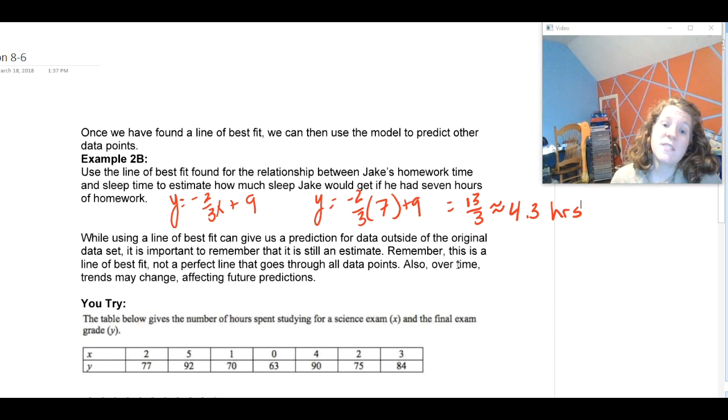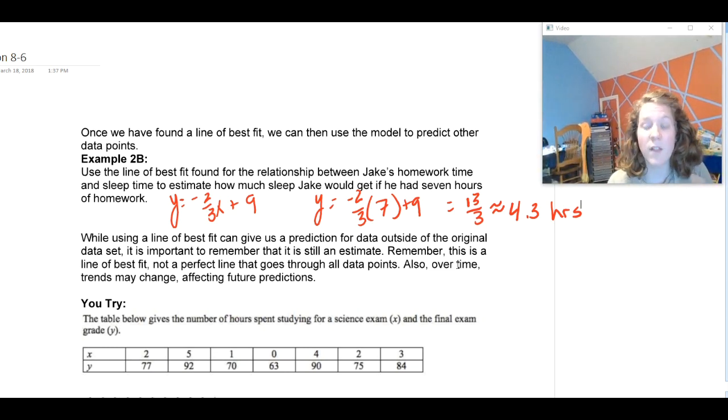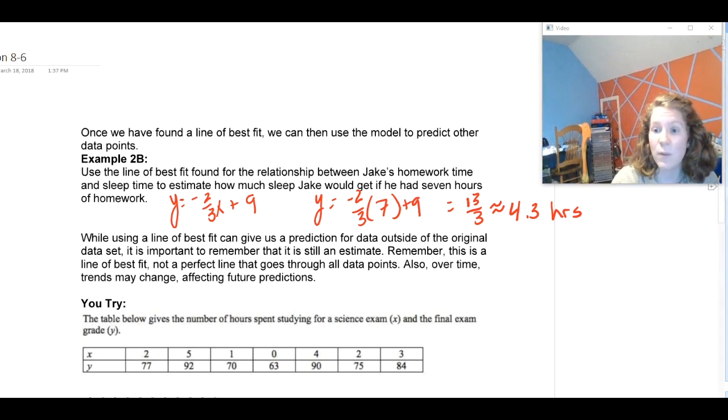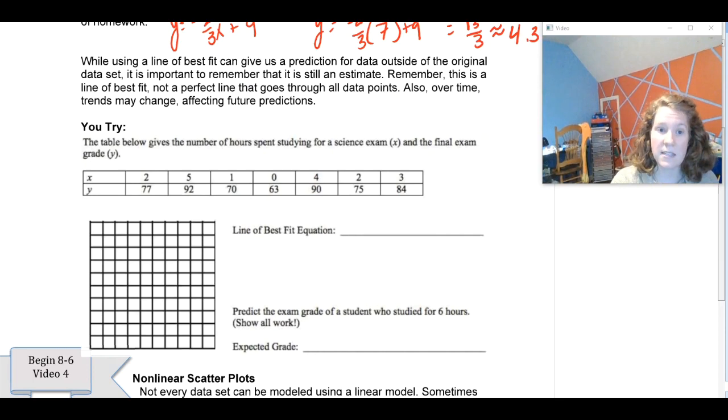While using a line of best fit can give us a prediction for data outside the original data set, it's important to remember it's an estimate, like I said before. It's a line of best fit. It's not perfect. Over the history of mathematics, we have lots of different ways of figuring out the line of best fit, and the reason we have so many different ways is because nobody can agree on the perfect way to have the perfect line. So it's not going to be perfect. It's going to be an estimate. Even when the calculator does it, it's going to be an estimate.